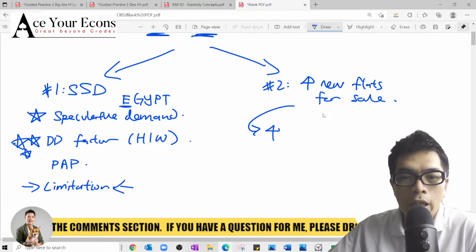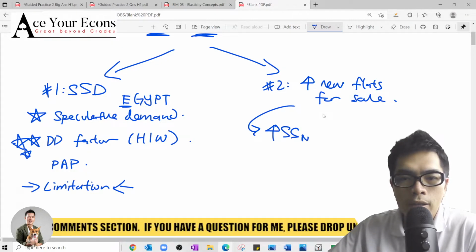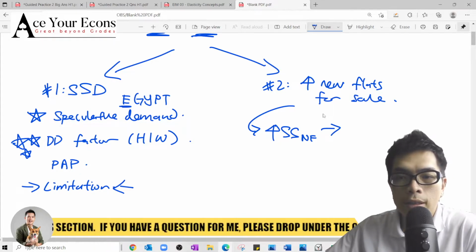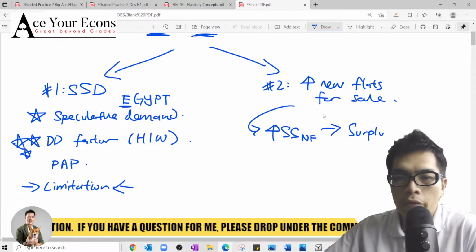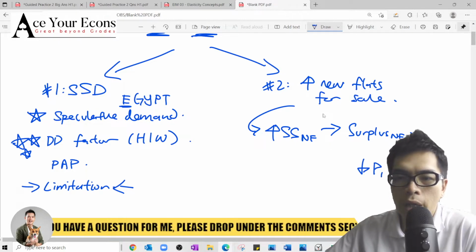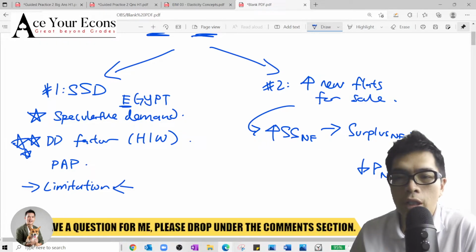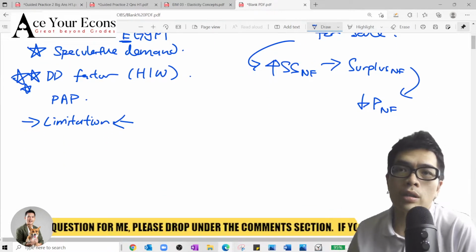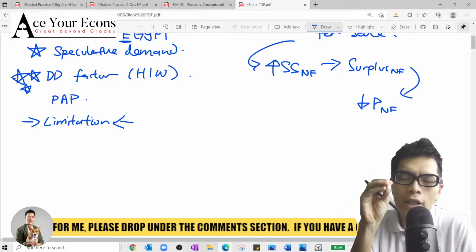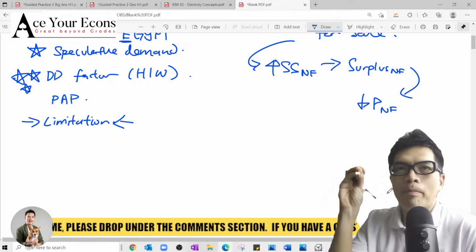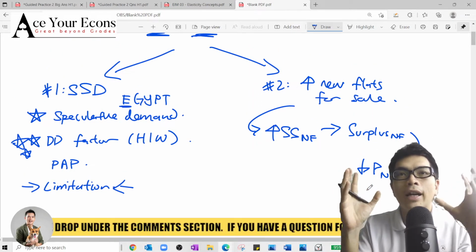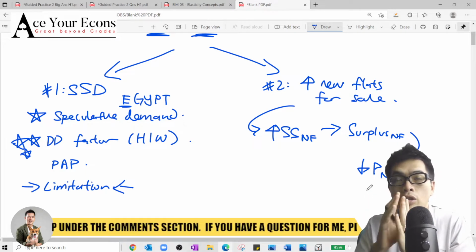So with an increase in supply for new flats, this will cause a surplus of new flats and downward pressure on price of new flats. Are you all following me so far? This is how it works. And a lot of students erroneously categorize these two goods as the same category, which is not right.